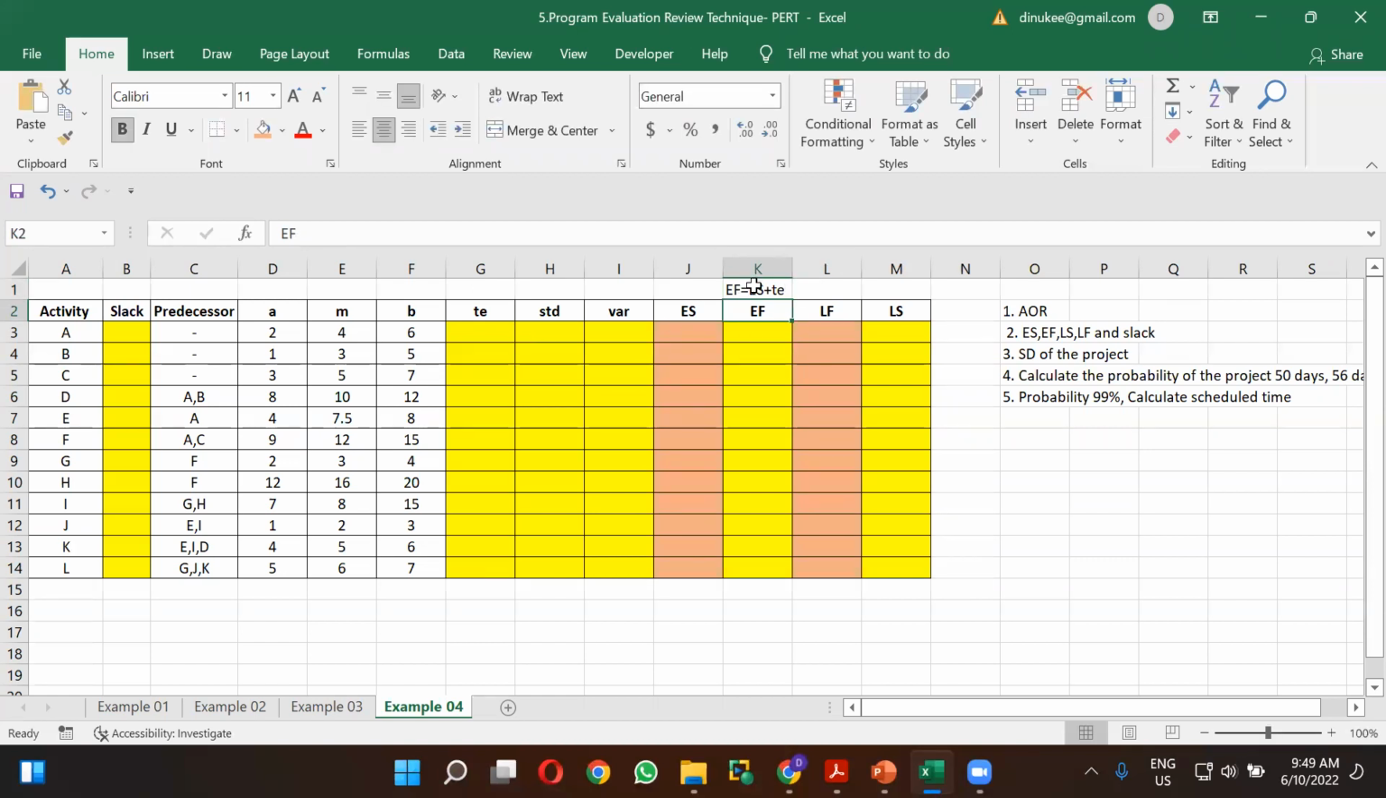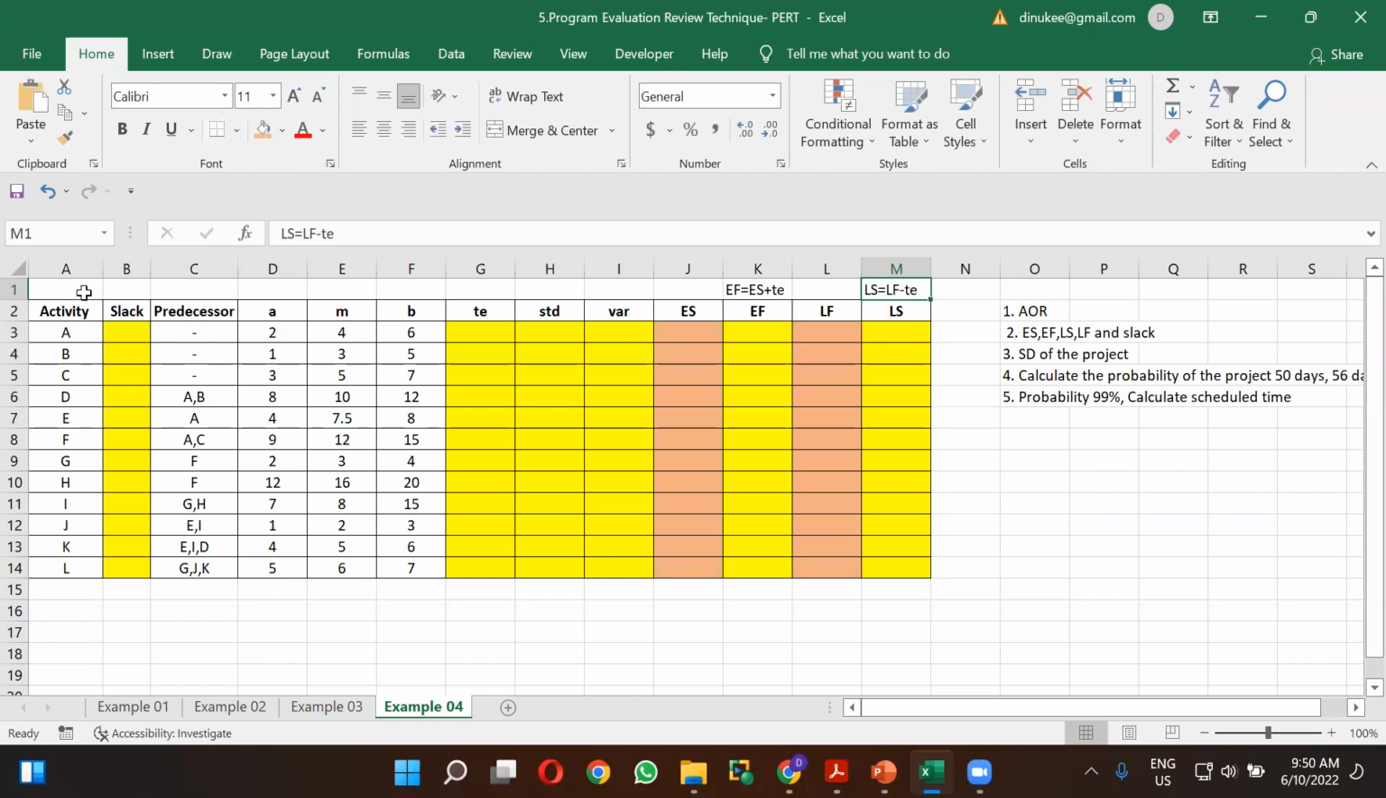So that is the equation you have to use when calculating early finish time. So what is the equation that you can use for the late start time? For the late start calculation, from the late finish time, you can deduct the expected time, right?